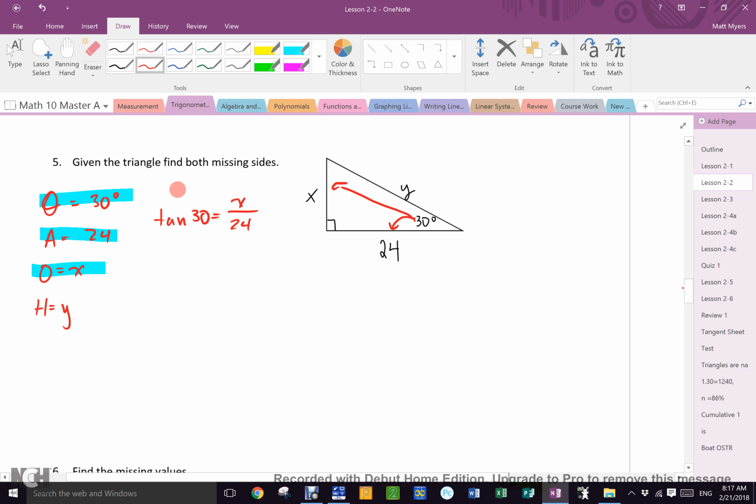So to make sure you do it correctly, because it is impossible to do it wrong if you write it out, you know you've got to multiply this side by 24 to get rid of that and get x by itself. If you multiply the right side by 24, you have to do the same thing to the left side. 24 times the tan of 30 equals x.